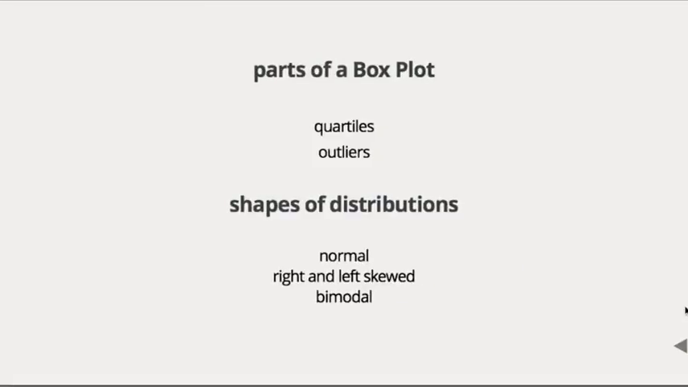So to summarize, we went over the parts of a boxplot, including the quartiles and outliers. And we also talked about the shapes of distributions, such as a normal or bell shape, right and left skewed, and bimodal distributions.